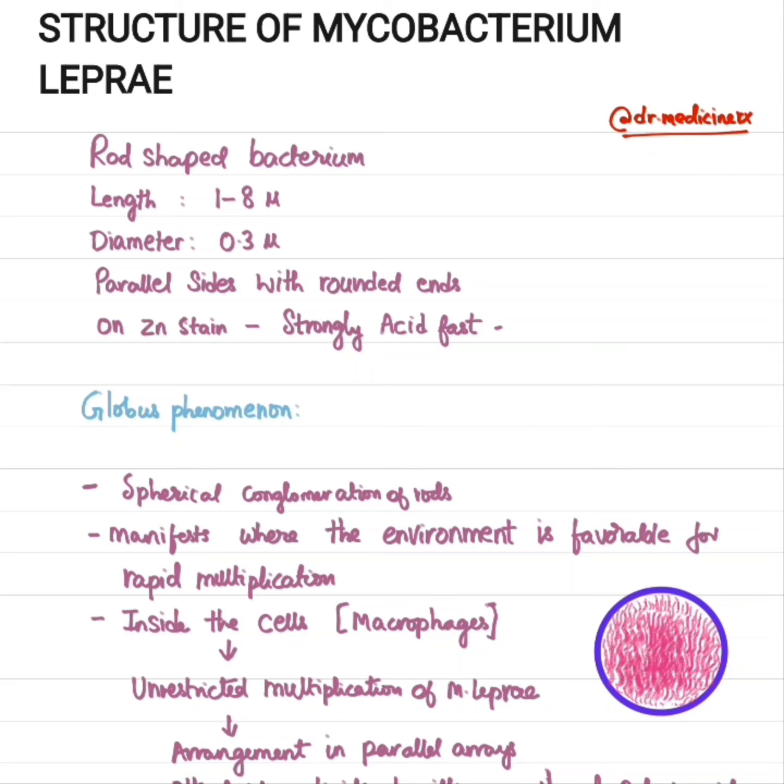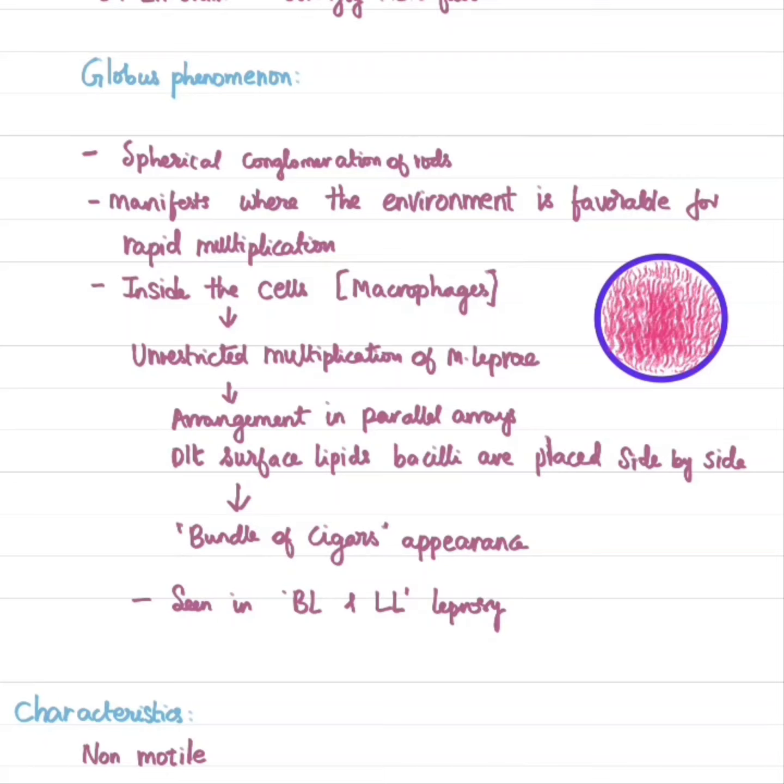Acid-fast means that the bacterium is able to resist decolorization when we add an acid, due to the presence of large amounts of mycolic acids in its cell wall.